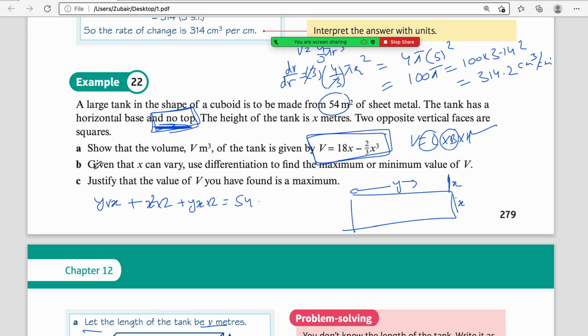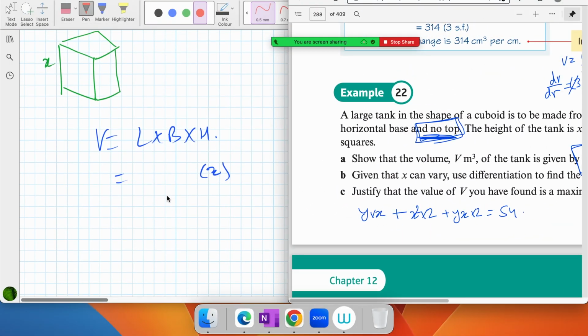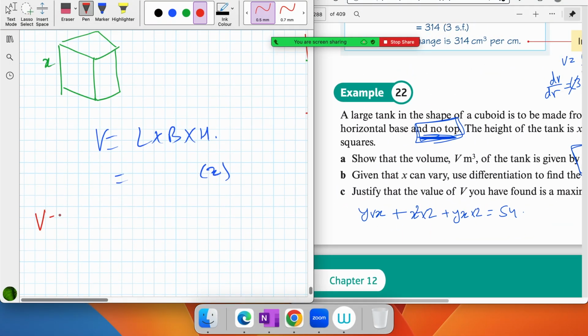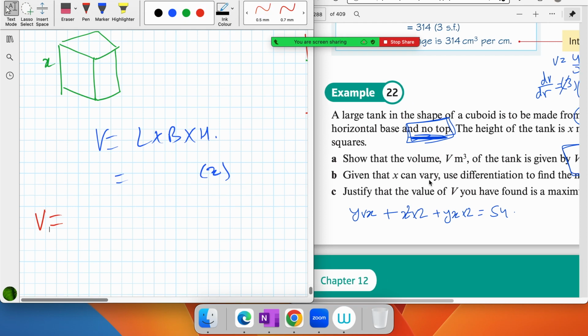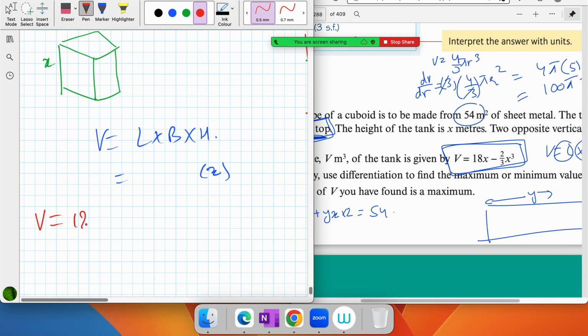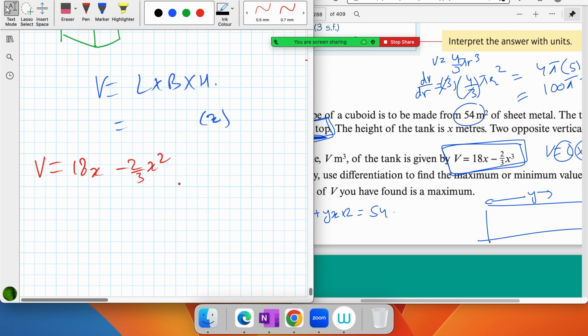Second part would say, given that x can vary, use differentiation to find the maximum or minimum value of V. It is given that it can vary. So volume is, what was that? It was 18x minus 2 by 3 x square. So dV over dx, going for differentiation, is 18 minus 4 by 3 x.